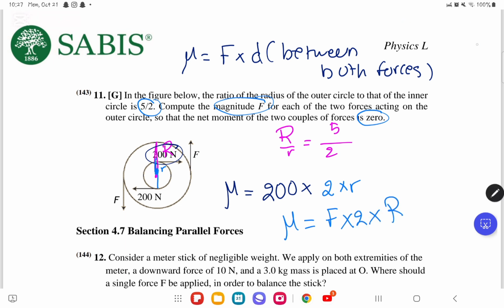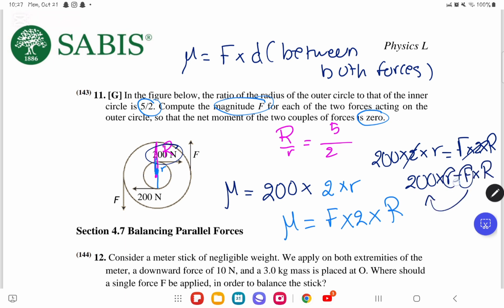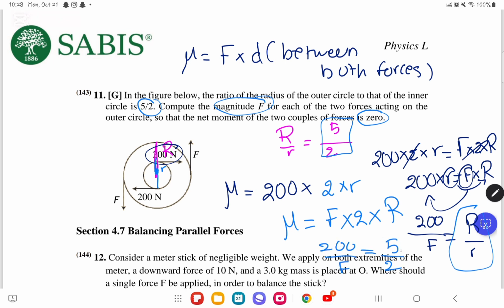So we said they are equal to each other, right? So 200 times 2 times r is equal to F times 2 times R. So the 2 and the 2 will cancel. So now we have 200 times r is equal to F times capital R. Bring this down and bring this down. You will now have 200 over F is equal to R over r. And we know that capital R over small r is 5 over 2. So now 200 over F is equal to 5 over 2.